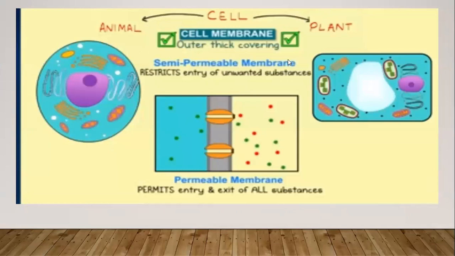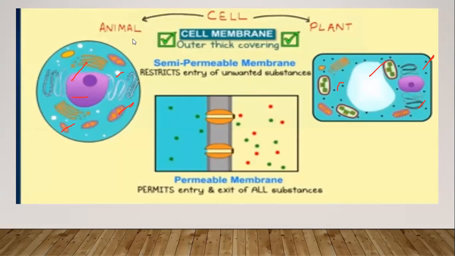See, animal cell and plant cell are composed of so many cell organelles. Minute particles are present inside the cell. All these are the minute cell organelles present in both the cells. So this is the outer thick covering. What is the function of this particular covering?